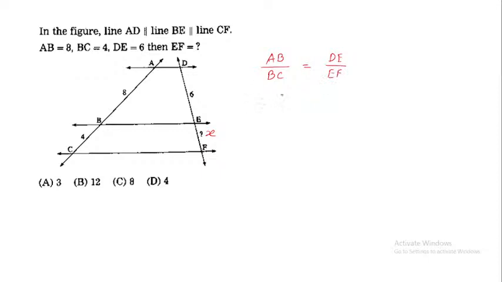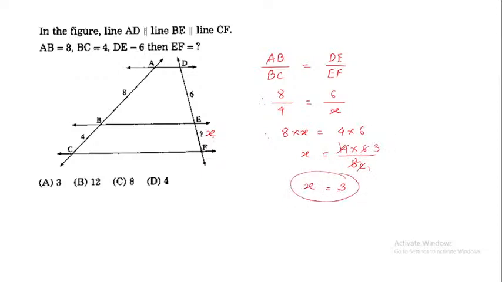Now we have the value of AB, that's 8, divided by BC, which is 4, is equal to DE, which is 6, divided by EF, which we have to find. Let it be X. If you cross multiply, 8 into X is equal to 4 into 6. We have to find X, so transfer 8 to the right hand side: 4 into 6 divided by 8. Simplifying, we get 3 divided by 1, which is nothing but 3, equal to X. So the length of segment EF is 3, which is at alternative A. So option A is the correct answer for this question.